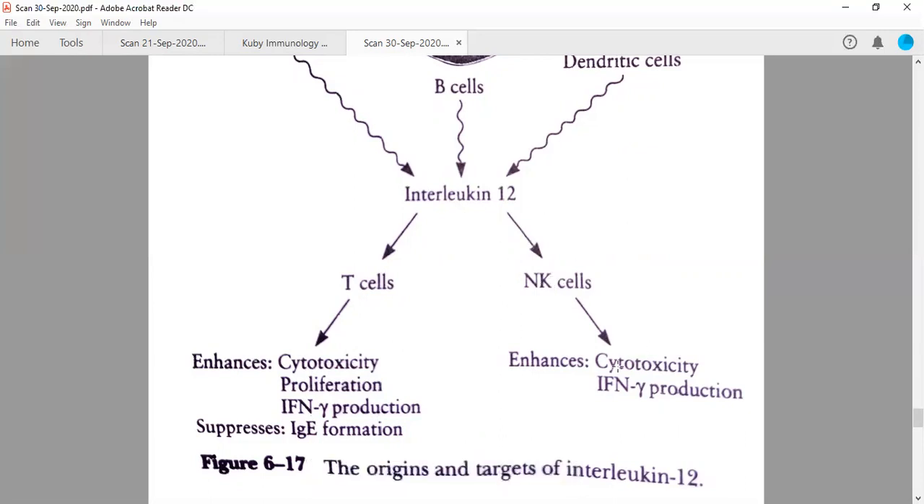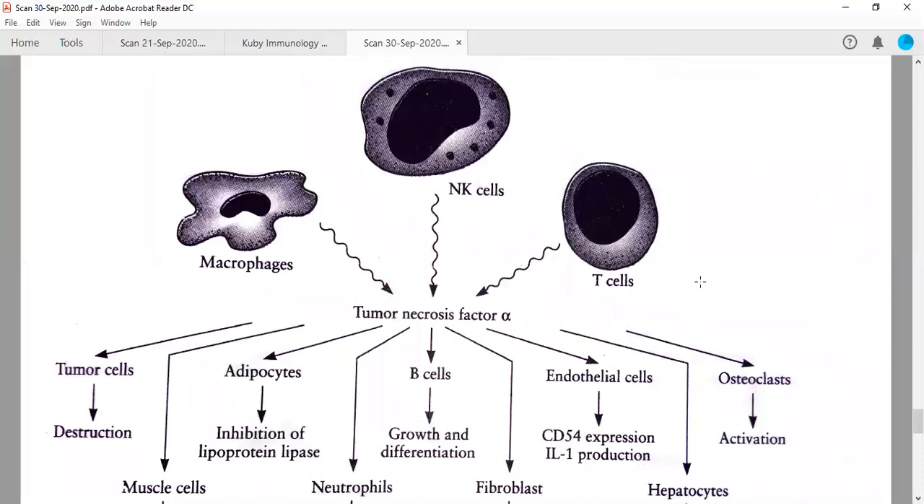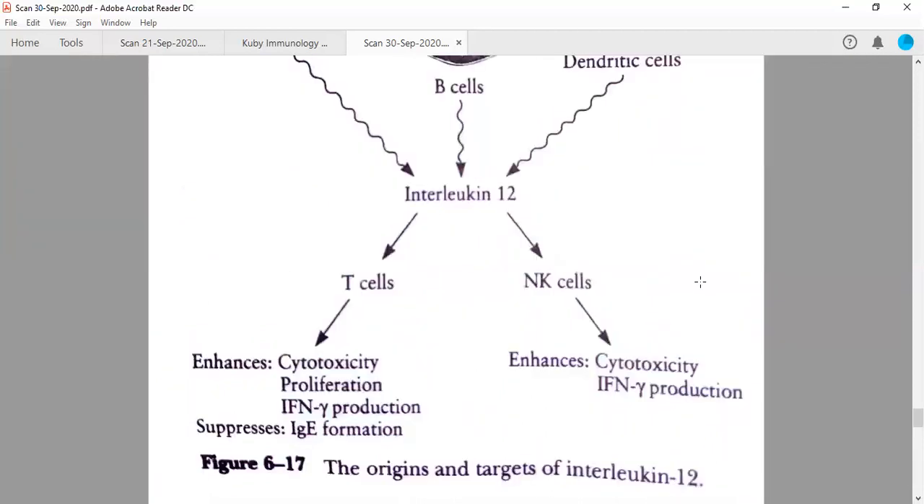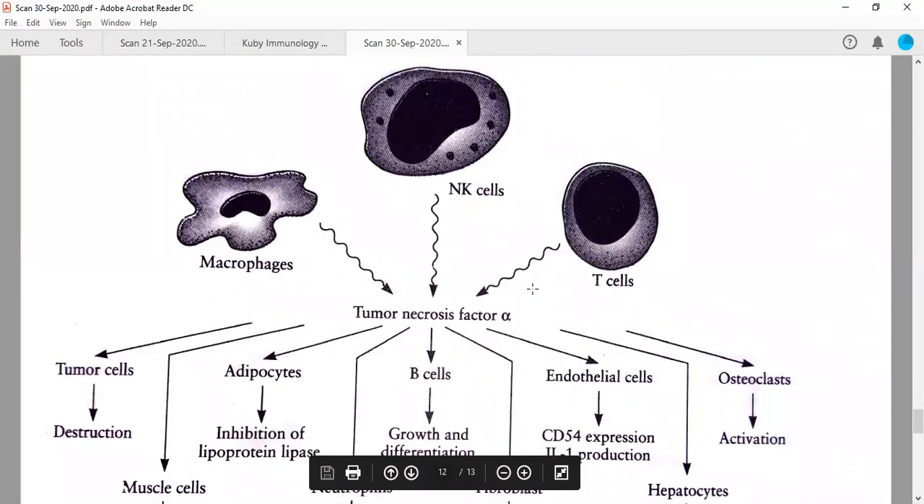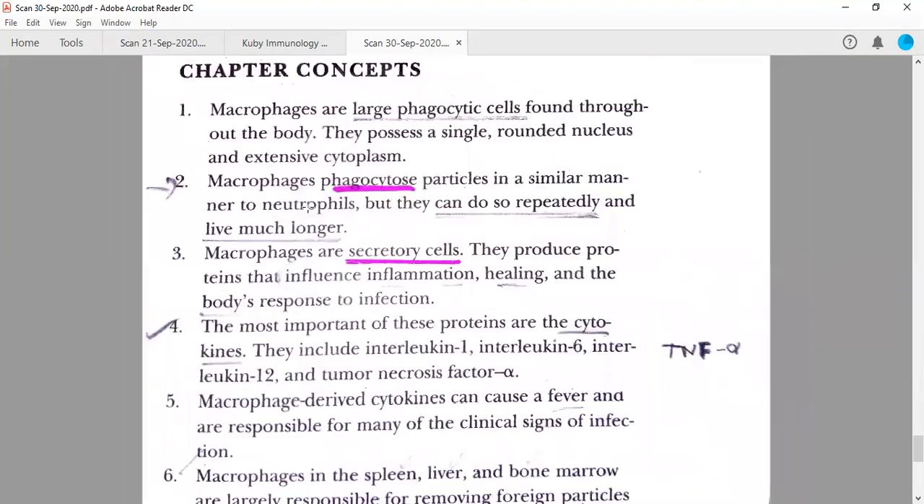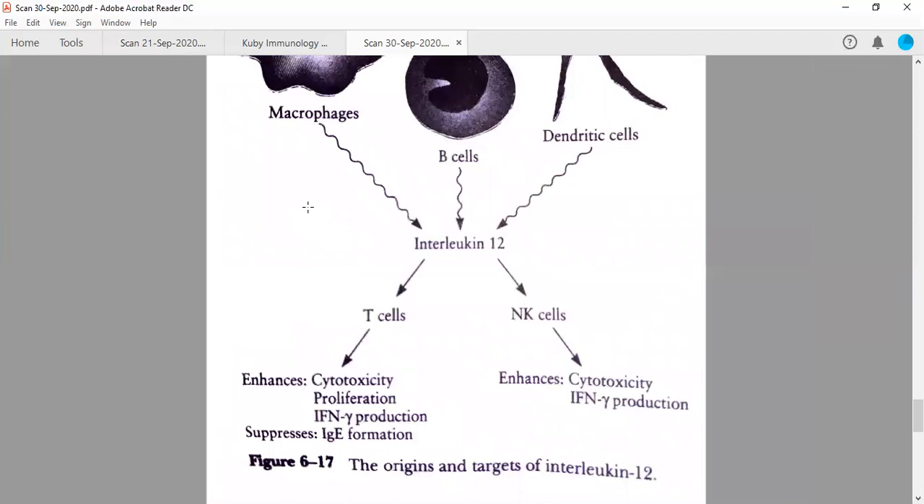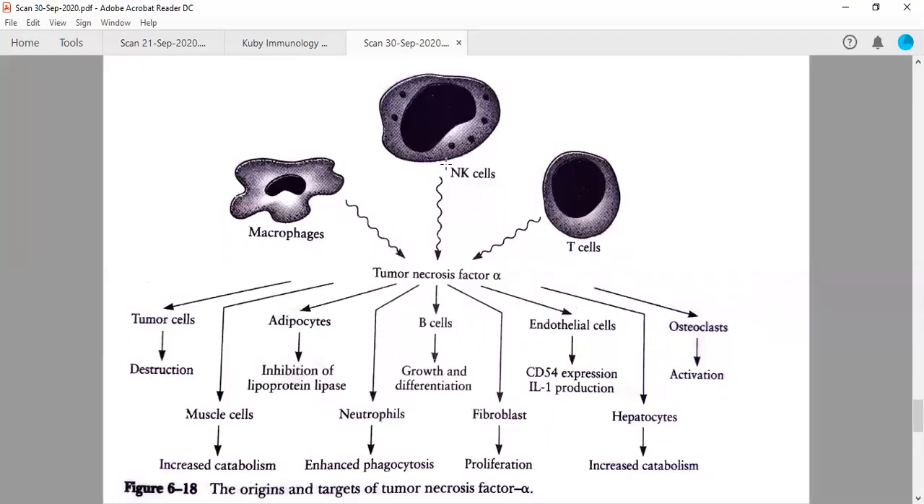Natural killer cells enhance cytotoxicity and interferon gamma production. In cytotoxicity, they are responsible for killing the tumor cells. That is why they are called natural killer cells. Then there is tumor necrosis factor alpha, TNF alpha, which is produced not only by macrophages, but also by natural killer cells and T cells. This tumor necrosis factor alpha is responsible for killing the tumor cells.